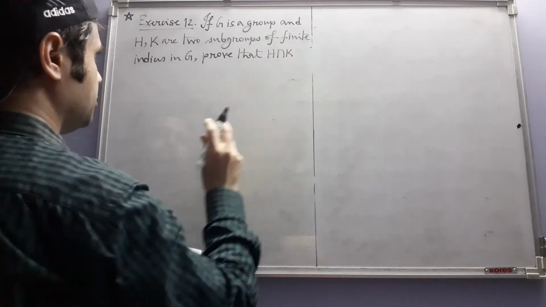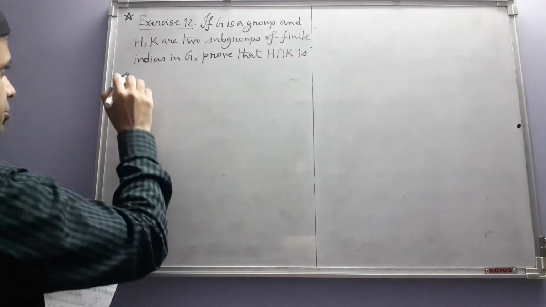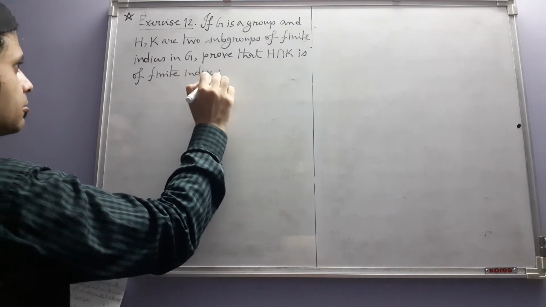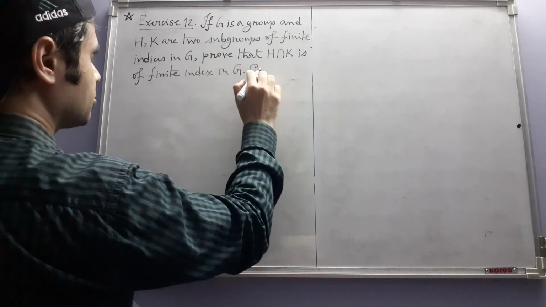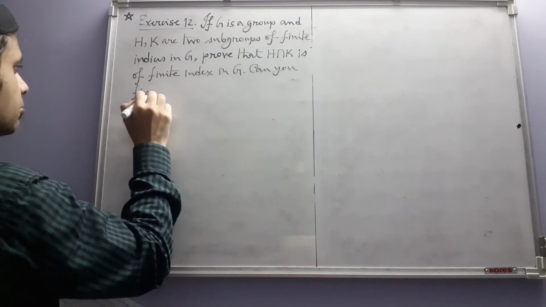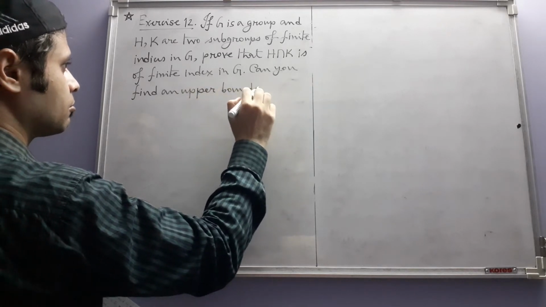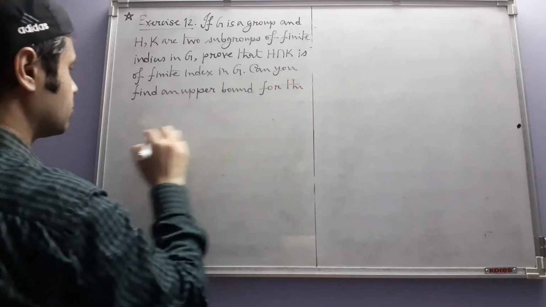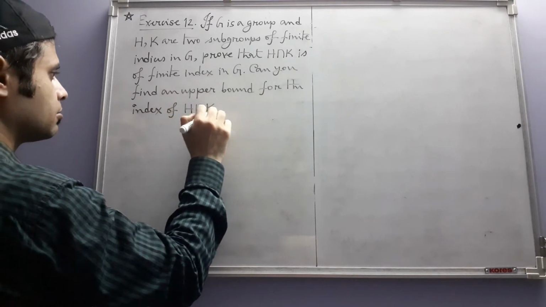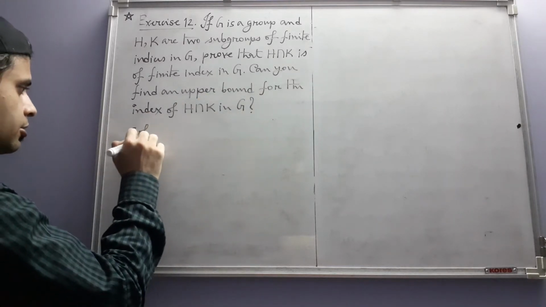their intersection, which we already know is a subgroup from exercise 1, is also of finite index in G. Additionally, can you find an upper bound for the index of this intersection in G? Okay, so let us see the solution.